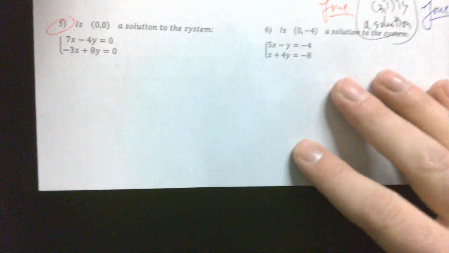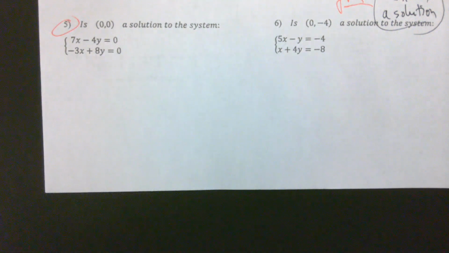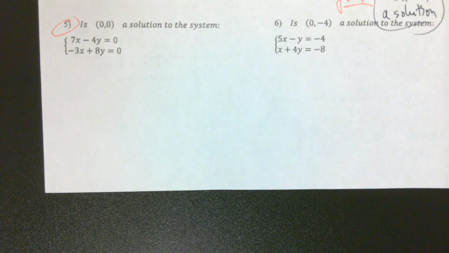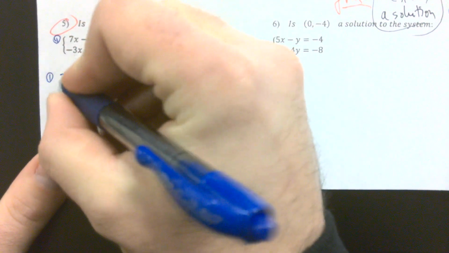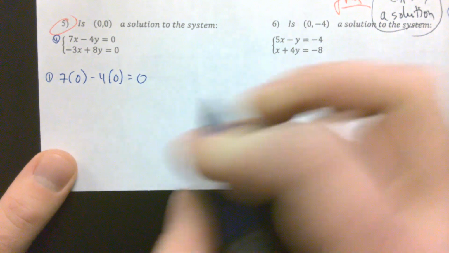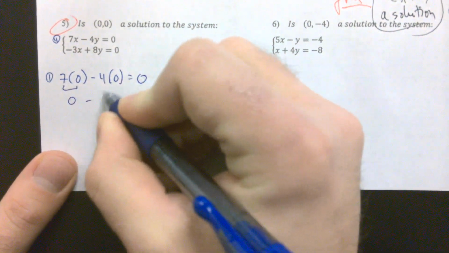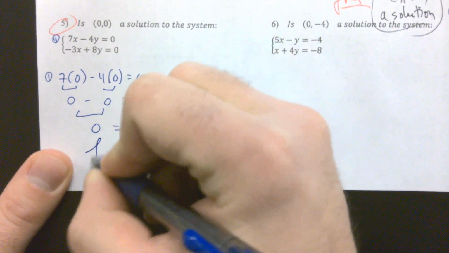If we drop down to 5, is (0, 0) a solution to the system? Some of you guys were able to do this completely in your head because we know what happens when we multiply anything by 0. We get 0. 7 times 0 minus 4 times 0. Well, that's going to be 0 minus 0. Is that equal to 0? Yes.